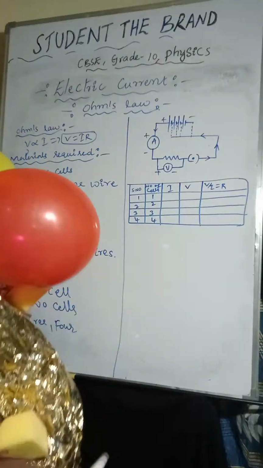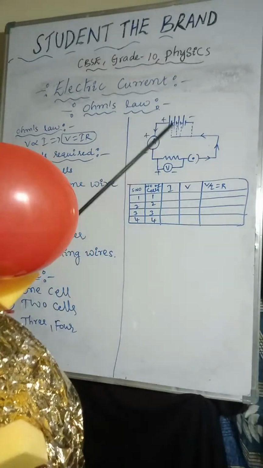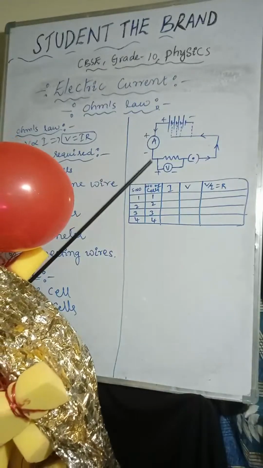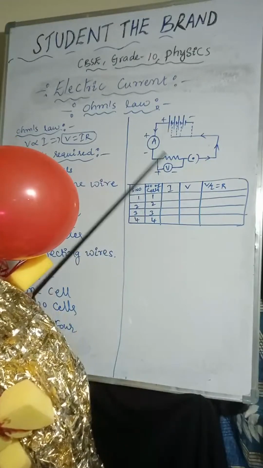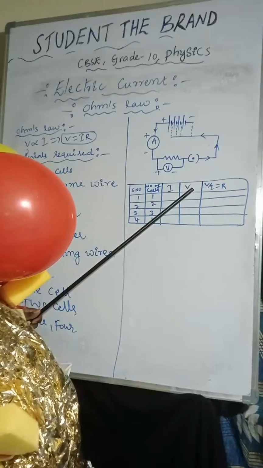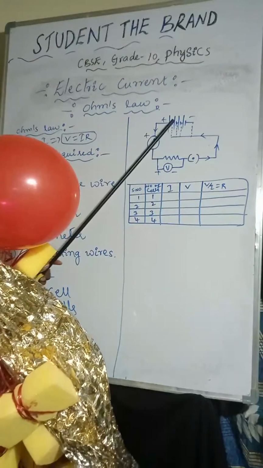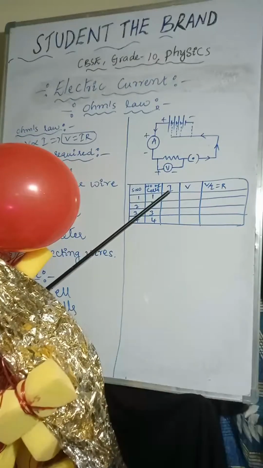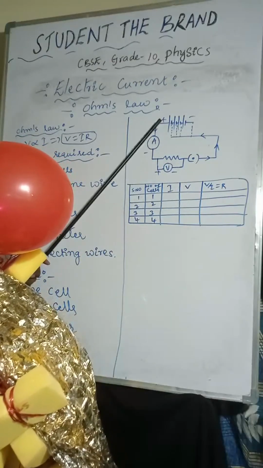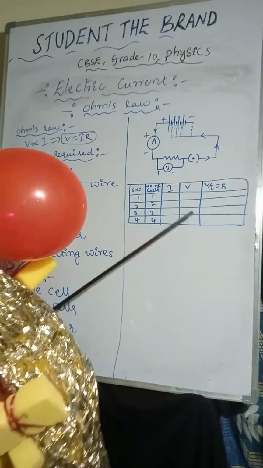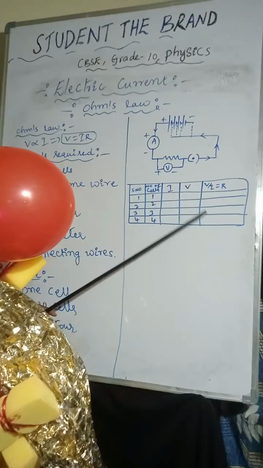So you have to check. Connect one cell and note down the reading of ammeter and voltmeter. Ammeter means current, voltmeter means potential difference. Okay, and next connect two cells and note down the reading of ammeter and voltmeter. Repeat the process for 3 and 4 and mention in the tabular form given below.